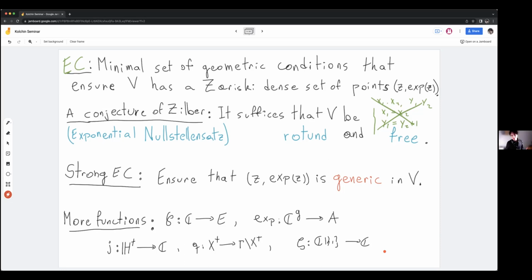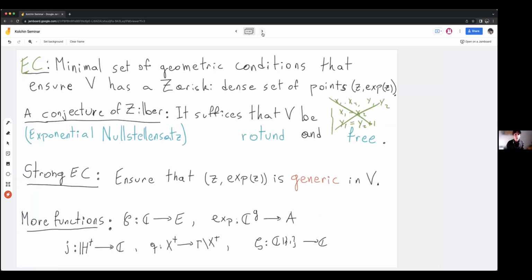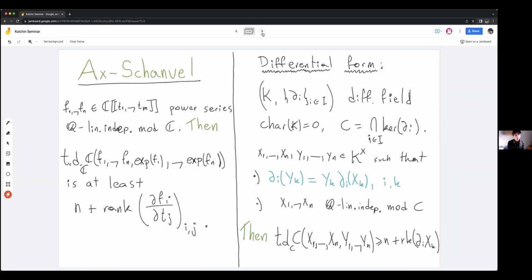But that doesn't mean that we don't know anything. So now I want to start getting into what we can do about these questions. How is differential algebra going to help us with any of this? I think the foundational stone on which all of the differential algebraic methods rely, when it comes to these kinds of questions, is this theorem, Ax-Schanuel.